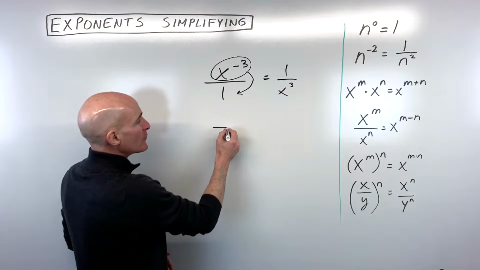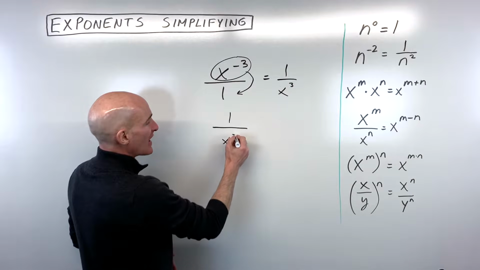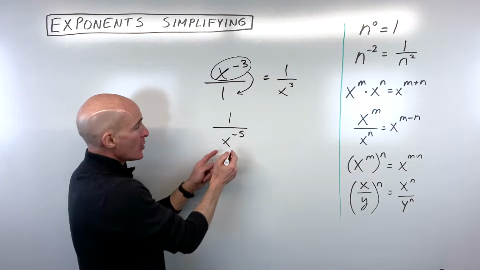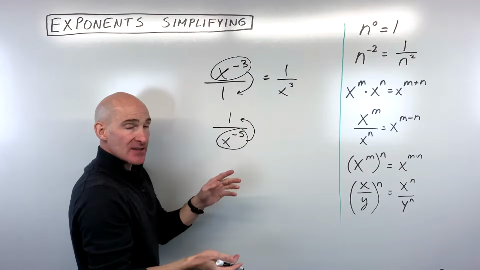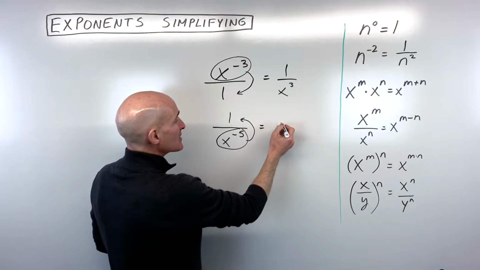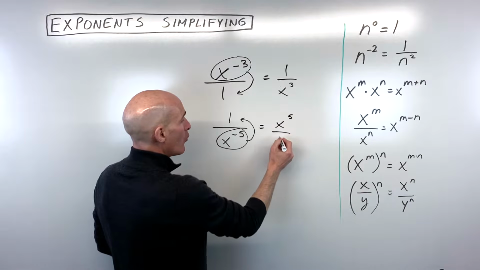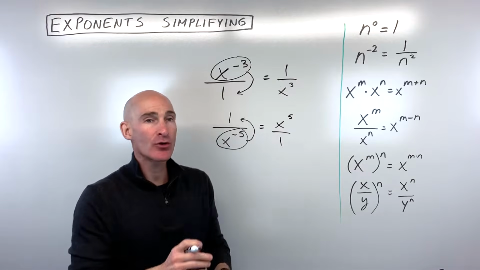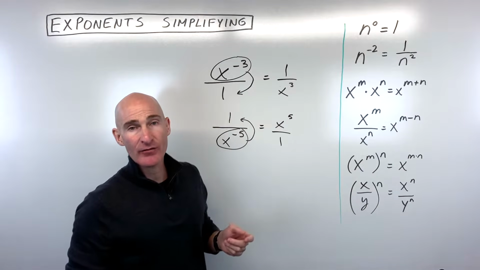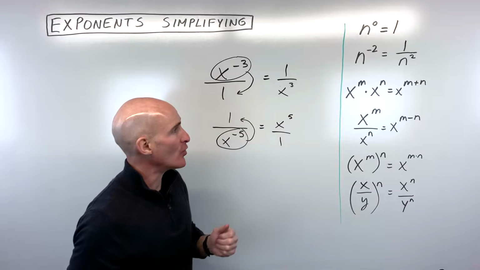Now similarly, if you had 1 over x to the negative 5, you can take this quantity and move it to the numerator. That's like taking the reciprocal, and that's going to be x to the 5th over 1. So basically, when you see that negative exponent, take the reciprocal or move it to the other side of the fraction bar and make it a positive exponent.